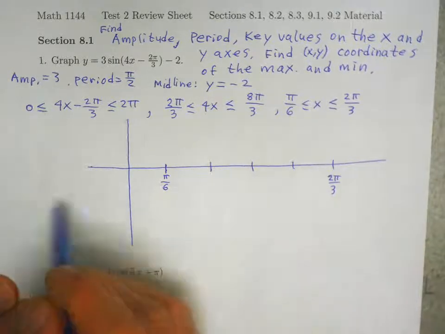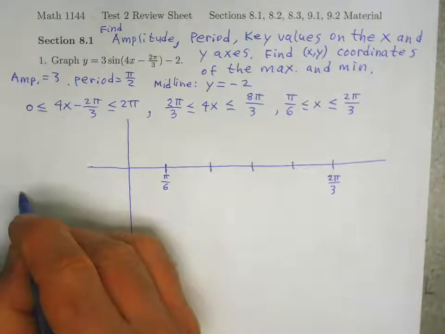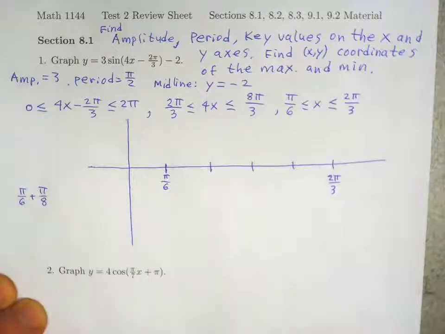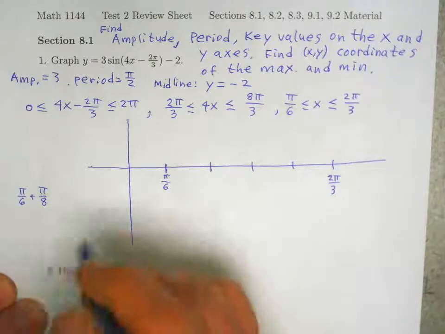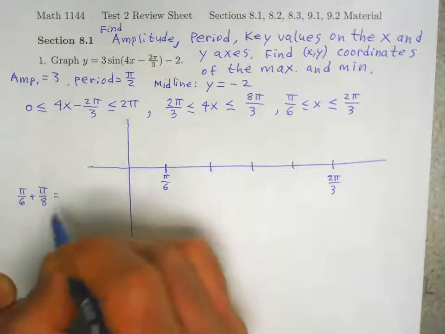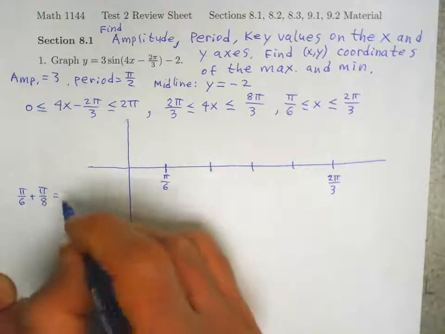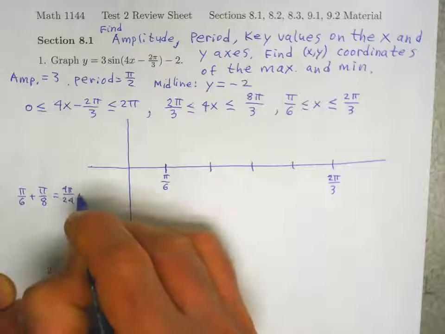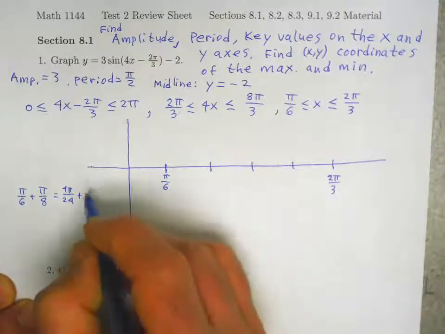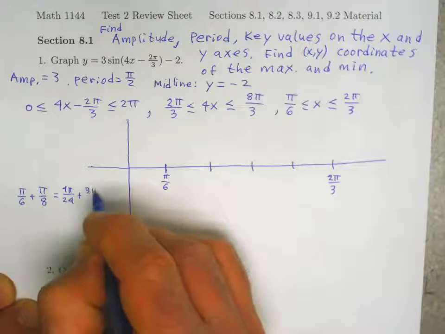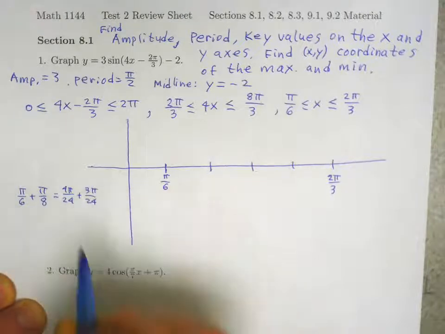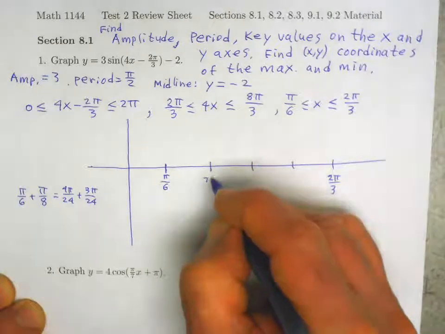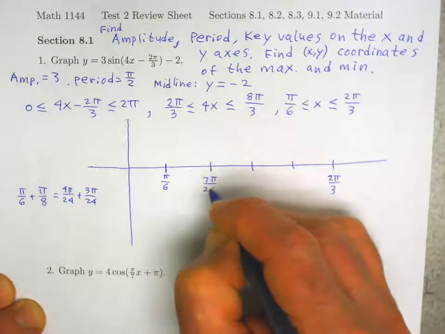So I'll do some of that arithmetic over here. Pi over 6 plus pi over 8. The common denominator is 24. So pi over 6 is 4 pi over 24, and pi over 8 is 3 pi over 24. And then when we add those, we get 7 pi over 24.